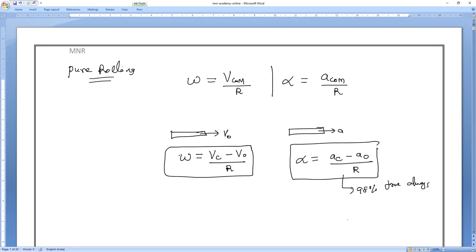So we have taken rolling motion over a moving car, whose acceleration is a naught, and the acceleration of the center of mass is AC. I think you remember, everyone, and the angular acceleration is alpha. Am I right, all of you? Yes. So from here, we are going to continue now.